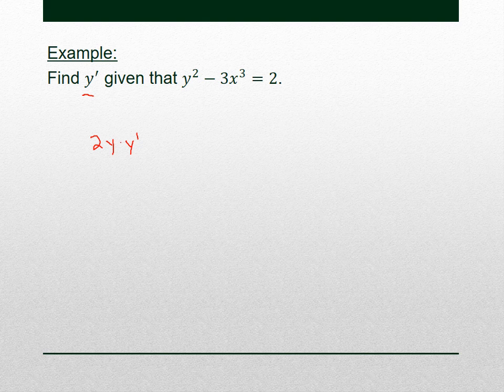Then we have minus 3x cubed, so we just take the derivative like normal. We get 9x squared. There was no y there, so that's all we get. And on the other side, we're taking the derivative of a 2, which is 0. All right, so that was the step of differentiating implicitly. Now we want to find y prime. Solving for y prime, we'll add 9x squared over, and then divide by 2y. And there's y prime. Notice it's in terms of x's and y's. We found it using implicit differentiation.